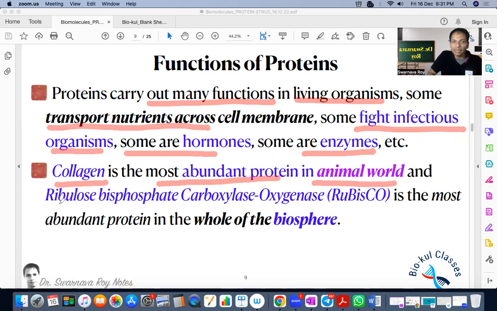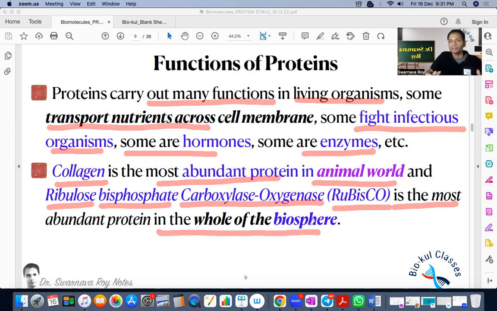Another protein name is ribulose bisphosphate carboxylase oxygenase, in short form called rubisco. This rubisco is the most abundant protein in the whole of the biosphere. Where do we find rubisco? We find rubisco in the chloroplast.